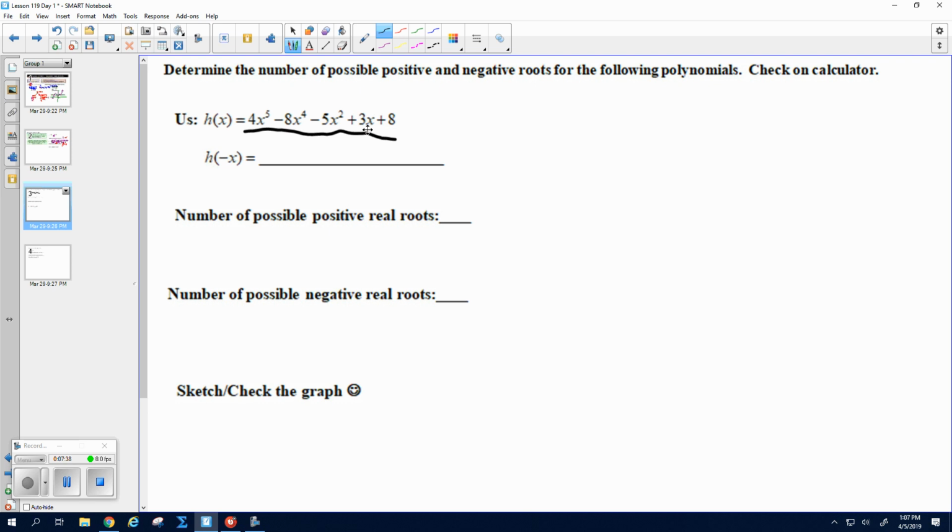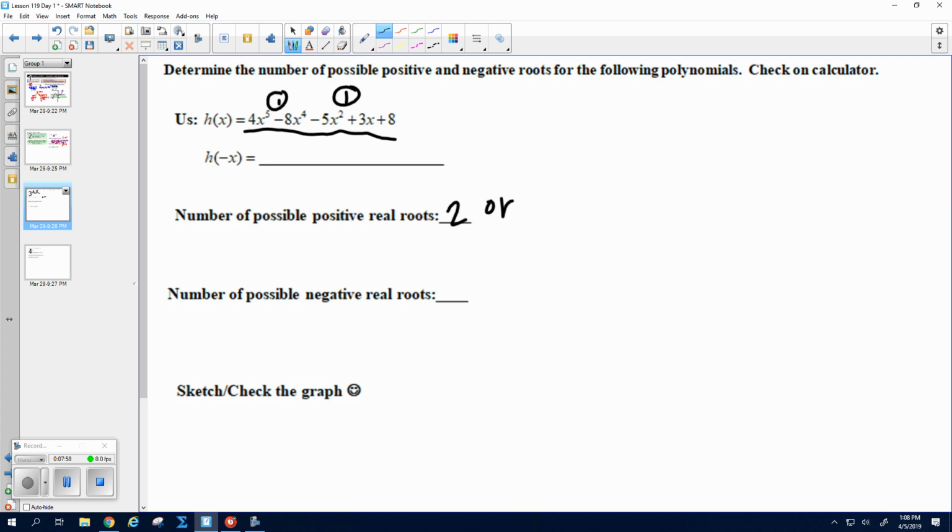Ooh, some of you got 3. All right, let's see. Here's one change where it went from positive to negative. That's a change. Here it's negative to negative. That's the same. Right here it changes from negative to positive. That's another one. And then it stayed positive. So that's only 2. So for the number of possible positive roots, what do we write?